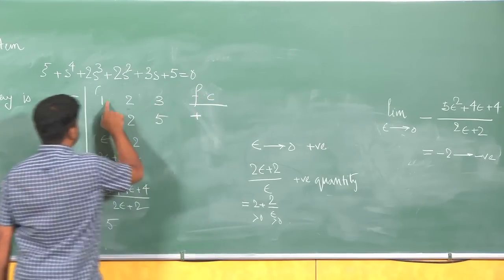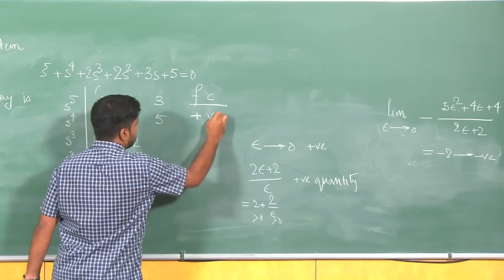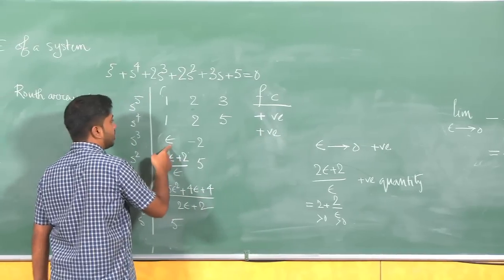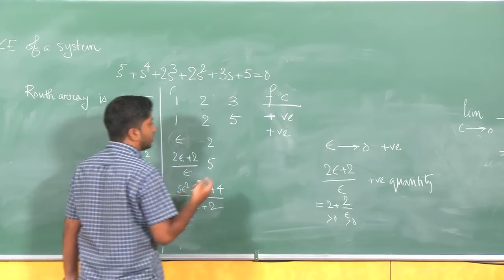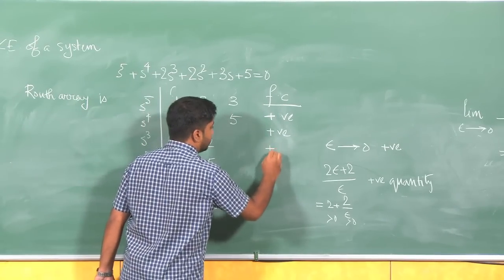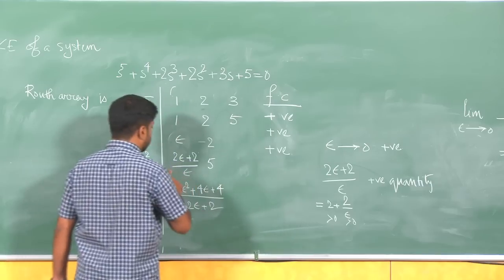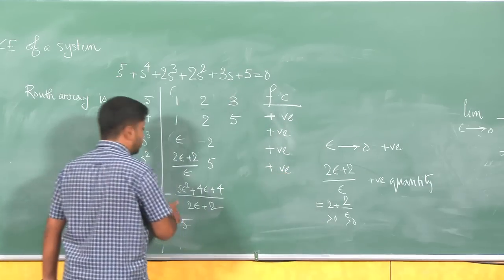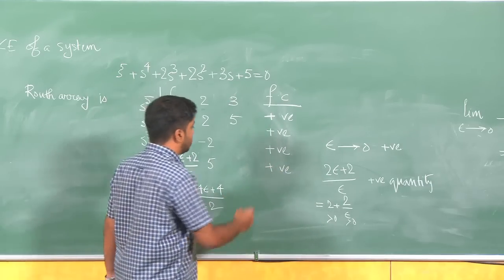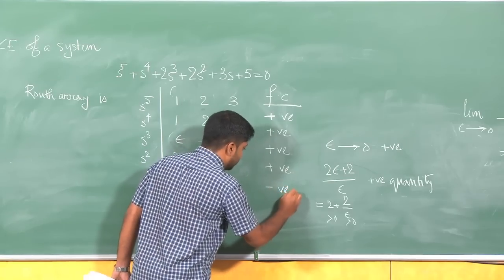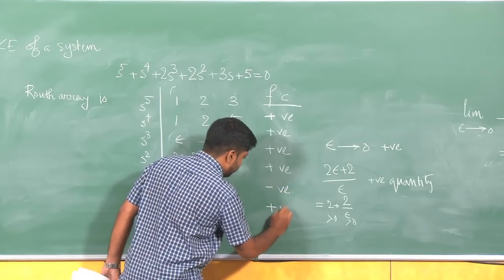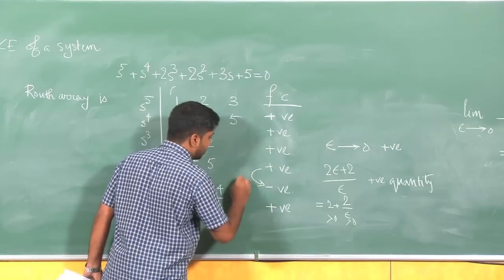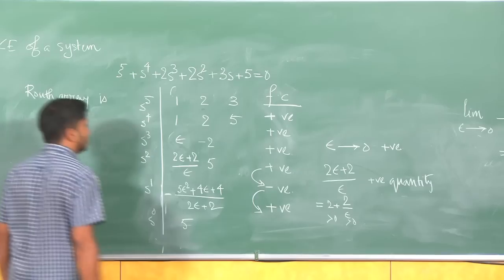Now, we consider the first column. First one is 1, so positive, second is positive, third one is epsilon. We can assume that epsilon is a small positive quantity. So, this is positive, this is also we found positive. Now, this quantity we found that this is negative. So, this is negative and finally 5, so positive. So, there are two sign changes here and here.